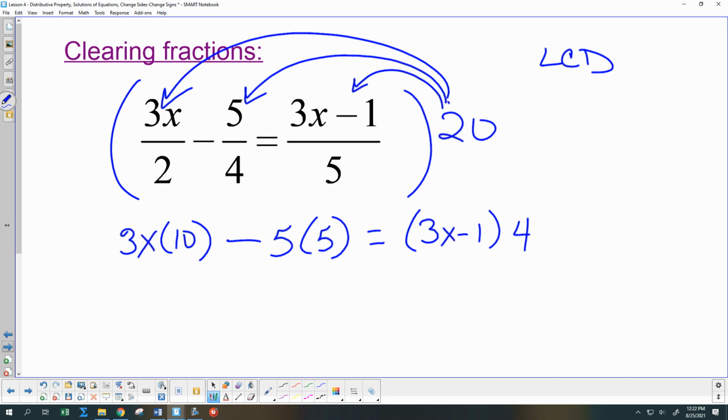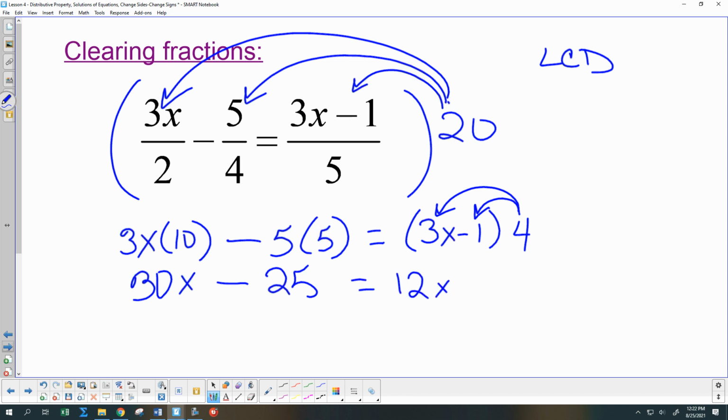Okay, let's finish it up. What's my first term? Shout it out, everybody. 30x, next, minus 25. And now I need to distribute. So what if the number is on the right? It's still a parentheses and a number being multiplied together, so I need to distribute that 4, giving 12x minus 4. Finish it. Give you a little bit of a head start.